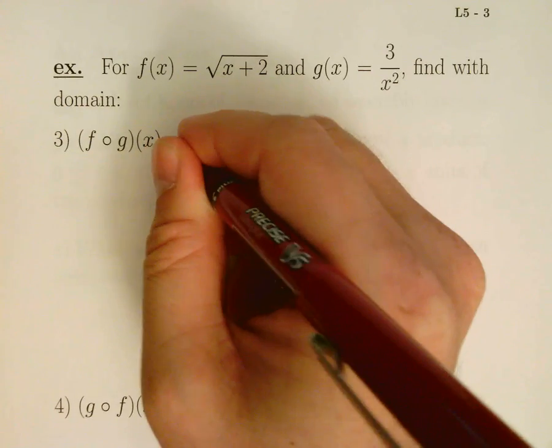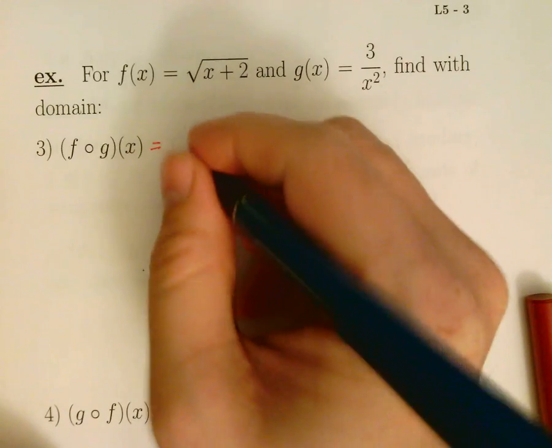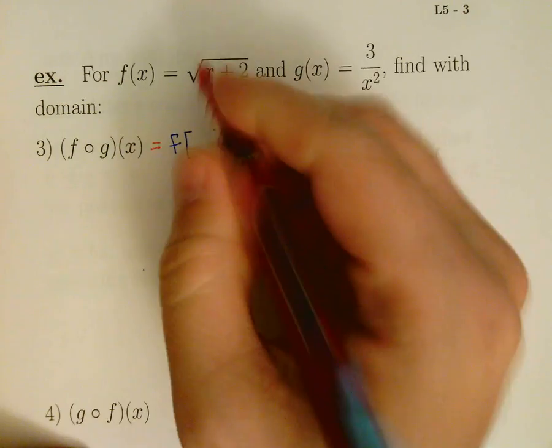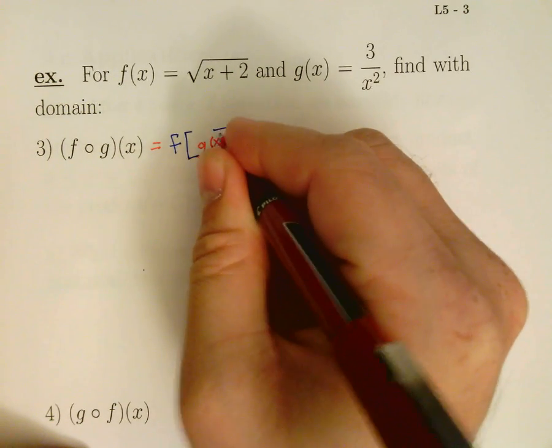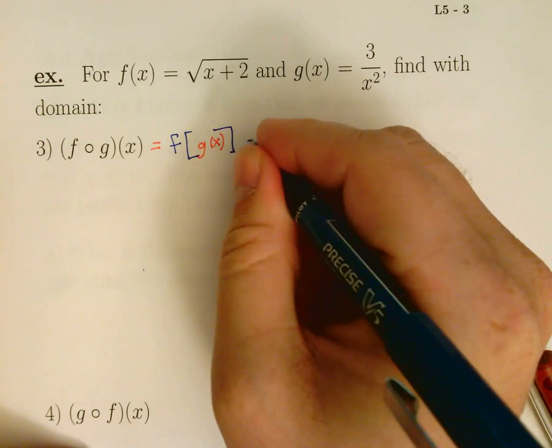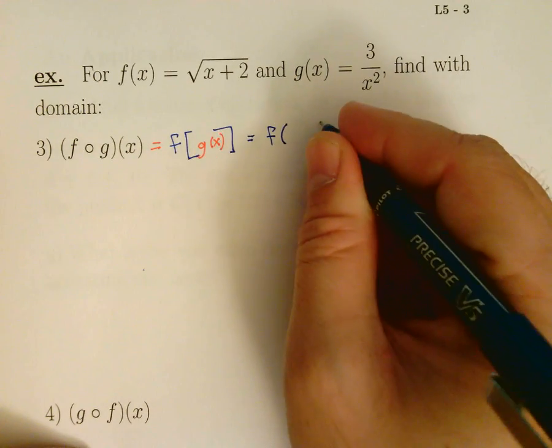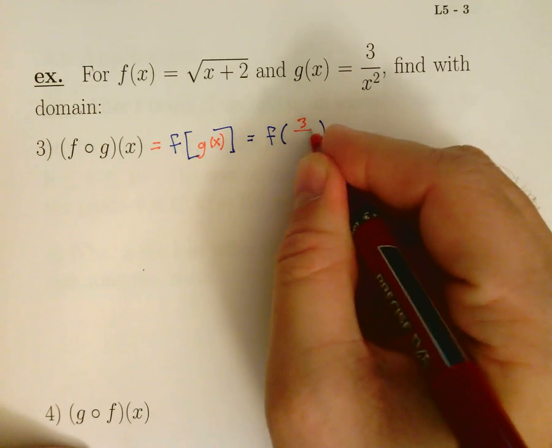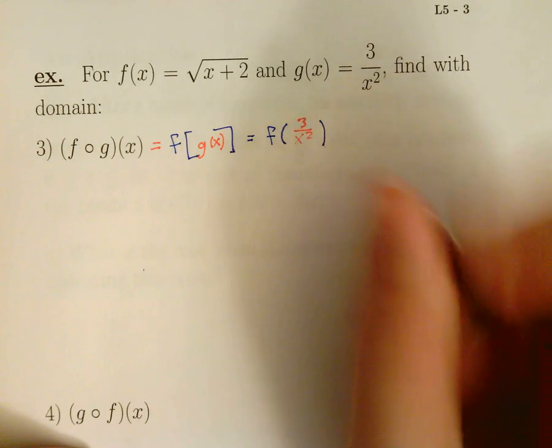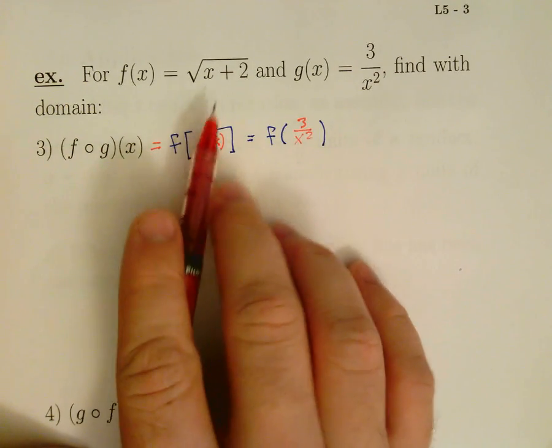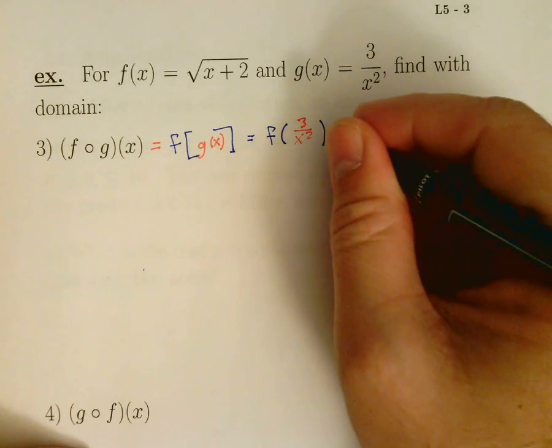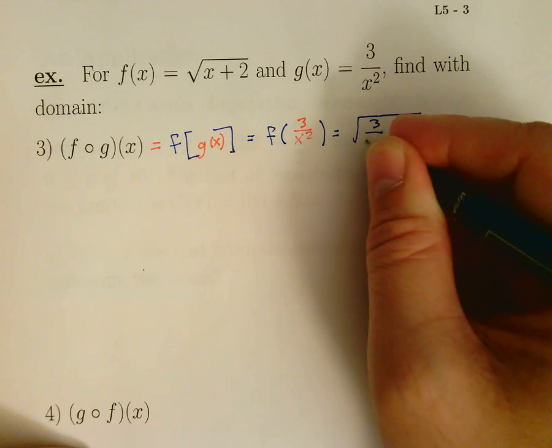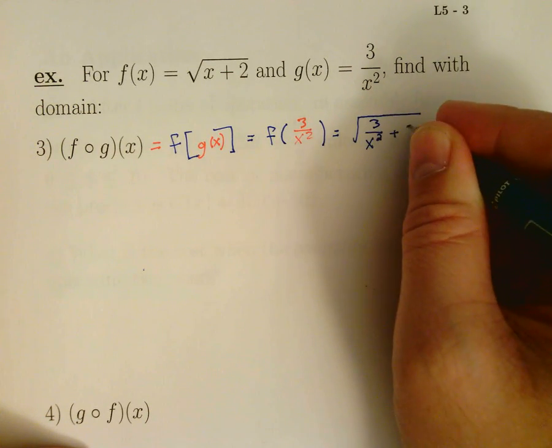So this is going to be equal to two pieces. We're going to have f on the outside, the outside function, and on the inside we're going to put g. So what that means is that I'm going to have f of g. Remember g is 3 over x squared, so that's 3 divided by x squared. Now everywhere I see x in f, I'm going to put 3 divided by x squared. So that's going to be the square root of 3 over x squared plus 2.